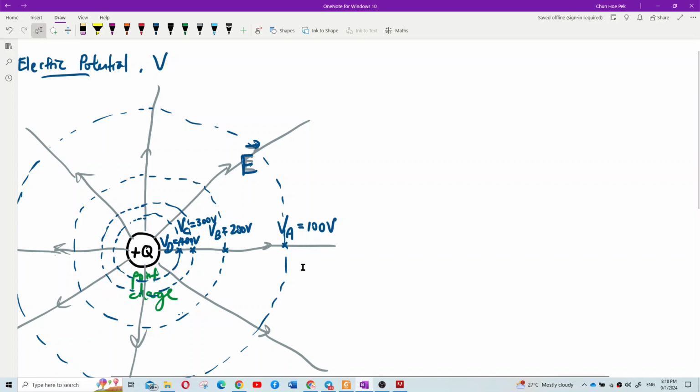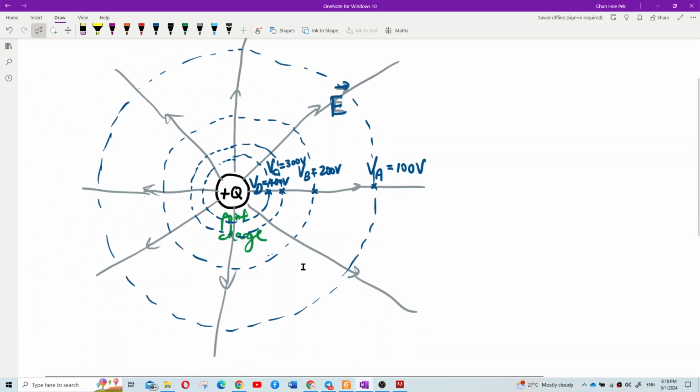Maybe I should write in another place. This is 100 volt. This is 200 volt.